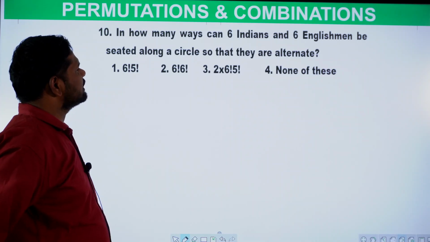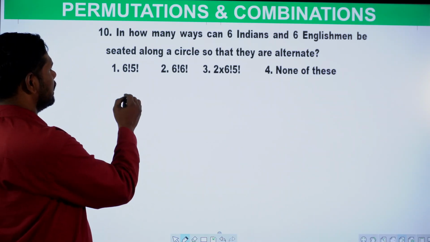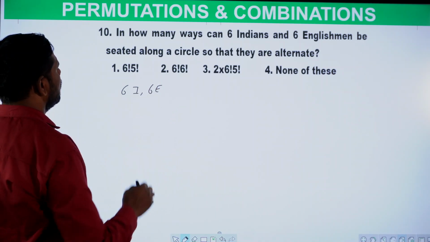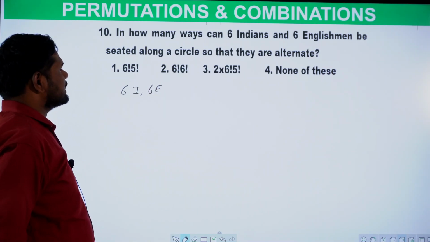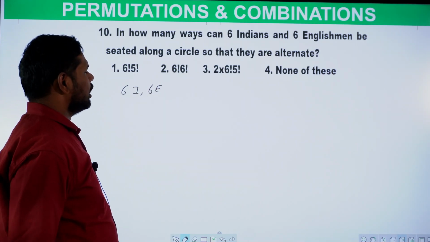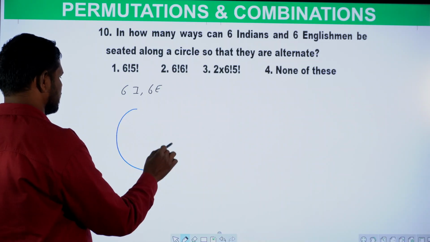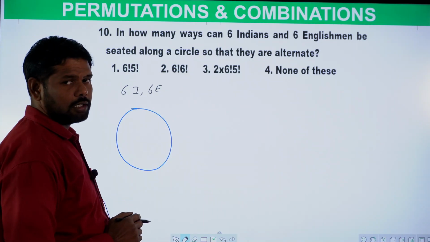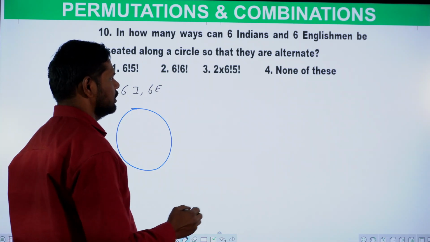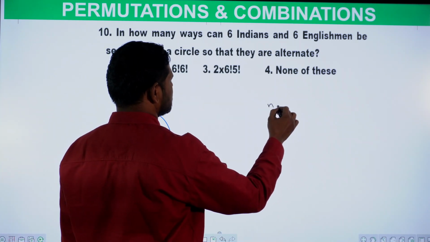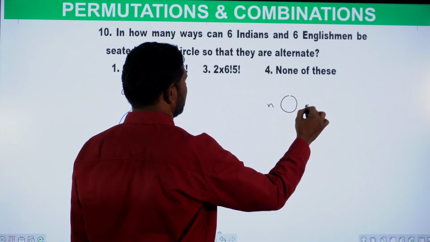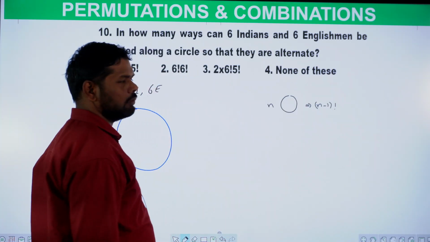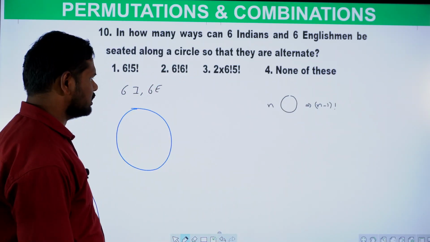In how many ways can 6 Indians and 6 Englishmen be seated along a circle so that they are alternate? Okay, circle, and so that they are alternate. Now we will look into that. Suppose n members are arranged in a circle, in how many ways? It means n minus 1 factorial. You know that, n minus 1 factorial.